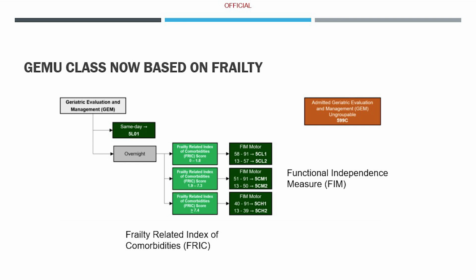The shift has been to using 3 main classes of frailty under the Frailty Related Index of Comorbidities, or FRIC classification. They've split this up into these 3 groups depending on the number of points you get towards that FRIC score, and then within each of those 3 classifications there is a subsection. So a little bit like having a DRG and then having a minor or major complexity. This has 3 FRIC classifications, and then within that a kind of level of complexity determined by their FIM score, which is their functional independence measure. That part hasn't changed, but the FRIC part is new.